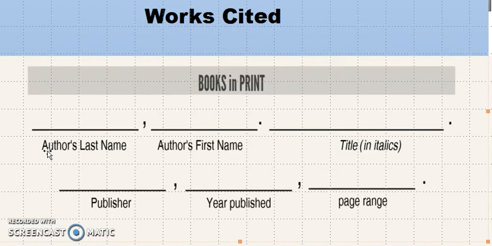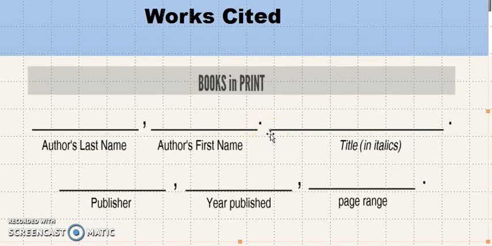Suppose the name of the author is Charles Dickens. Charles would appear here, the second part, whereas Dickens would come here, because this is the style that you have to follow. That is, you will put the author's last name first, that is Dickens, then you put a comma, then you write the author's first name. So it would be Dickens, comma, Charles, and then you put a period or a full stop. Then you give the title of the book.